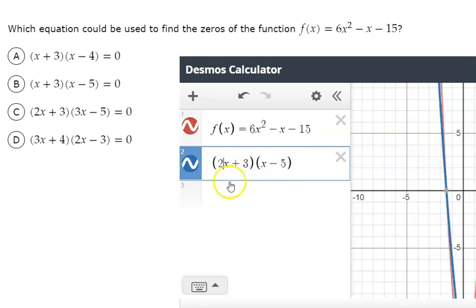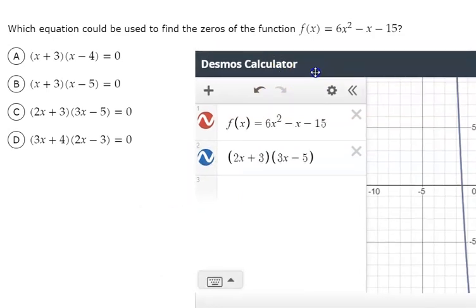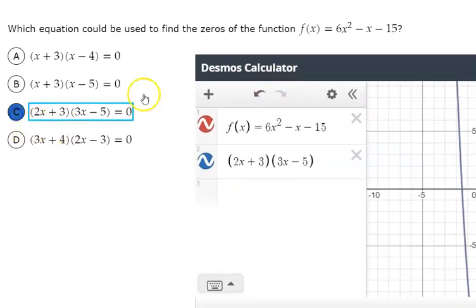The third one is 2x plus 3 and 3x minus 5, and that one is the same. So if you uncheck this, you will see the blue and the red are the same parabola. So you should choose answer choice C.